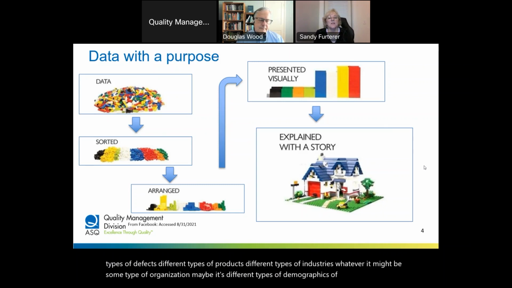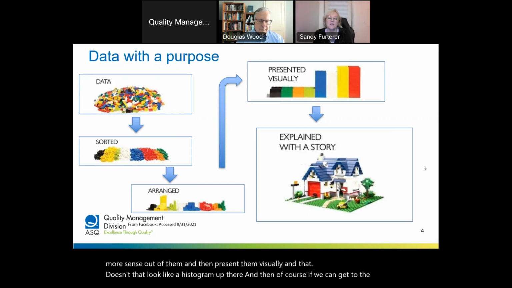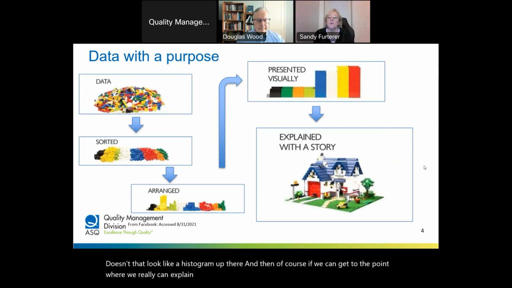And so we kind of start sorting things, and then we can arrange things to help us to make a little more sense out of them, and then present them visually. And doesn't that look like a histogram up there? And then, of course, if we can get to the point where we really can explain things with a story, really help people to understand what decisions we're trying to make from this data.